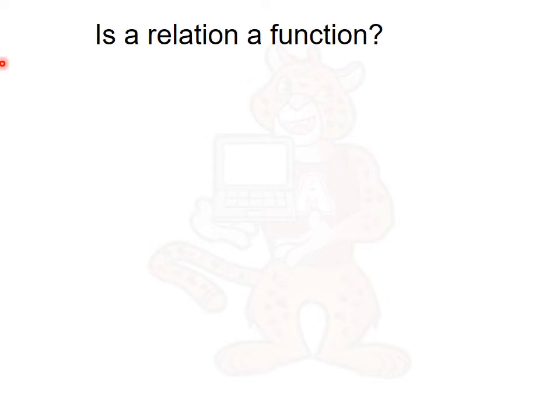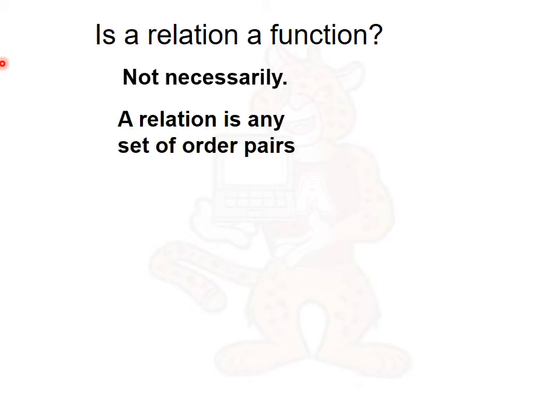Is a relation a function? This is something that we need to have clear since the beginning. And the answer is not necessarily. Let's see what happens here. Remember that a relation is any set of ordered pairs, any. Here we have an example: a set of ordered pairs (2, 3), (2, 4), (3, 5). It doesn't matter how we list the ordered pairs. The x coordinates can be repeated, and the y coordinates can be repeated. It can be any relation, any set of ordered pairs.